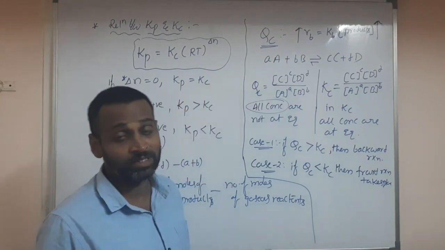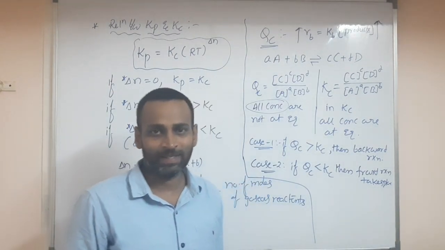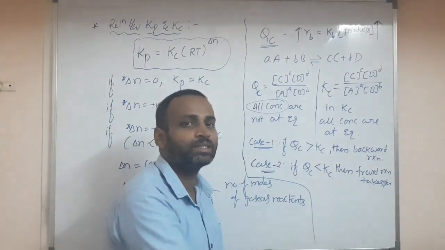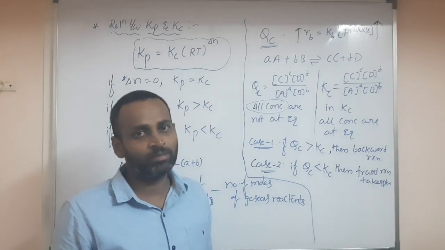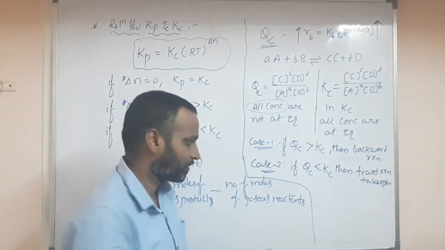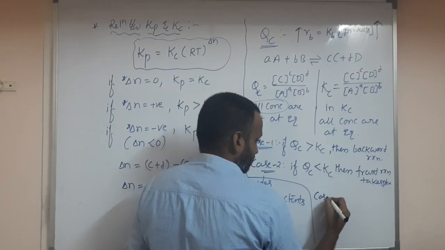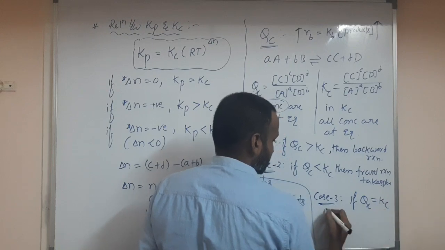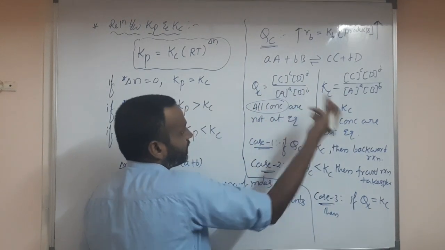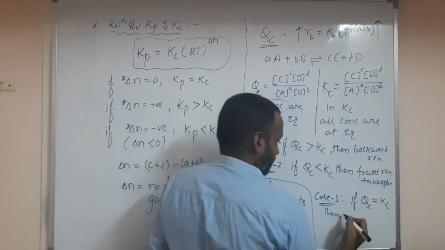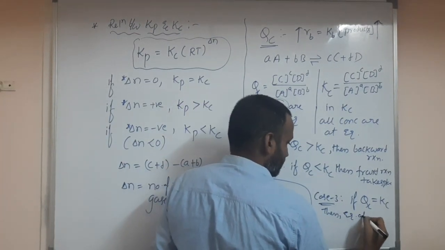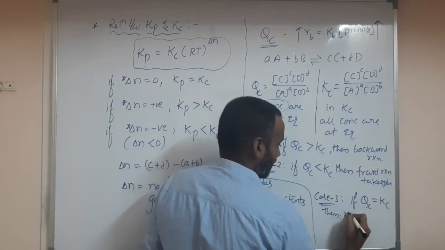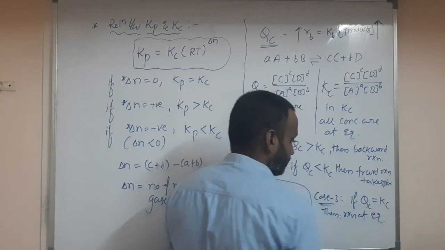And don't ask me what happens if QC is equal to KC. At equilibrium, that's it. The reaction is at equilibrium. So case 3 is very simple. If QC is equal to KC, then these concentrations are at equilibrium, that's it. Then you can say the reaction is at equilibrium.